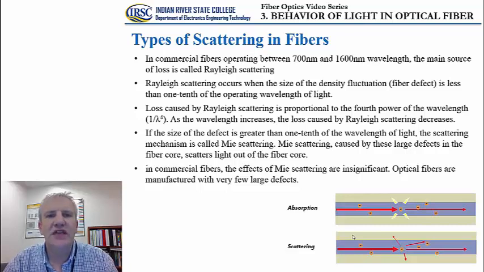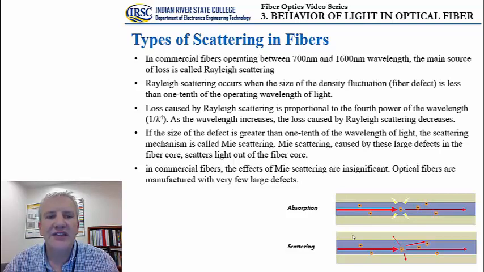There are many different types of scattering, so this slide goes a little bit more in detail explaining those different types of scattering. In commercial fibers operating between 700 nanometers and 1600 nanometers, the main source of loss is so-called Rayleigh scattering. Rayleigh scattering occurs when the size of the density fluctuation, or these defects present in the fiber, is less than 1/10 of the operating wavelength of light. It turns out that the loss caused by Rayleigh scattering is proportional to the fourth power of the wavelength. As the wavelength increases, obviously the loss caused by Rayleigh scattering is going to decrease.